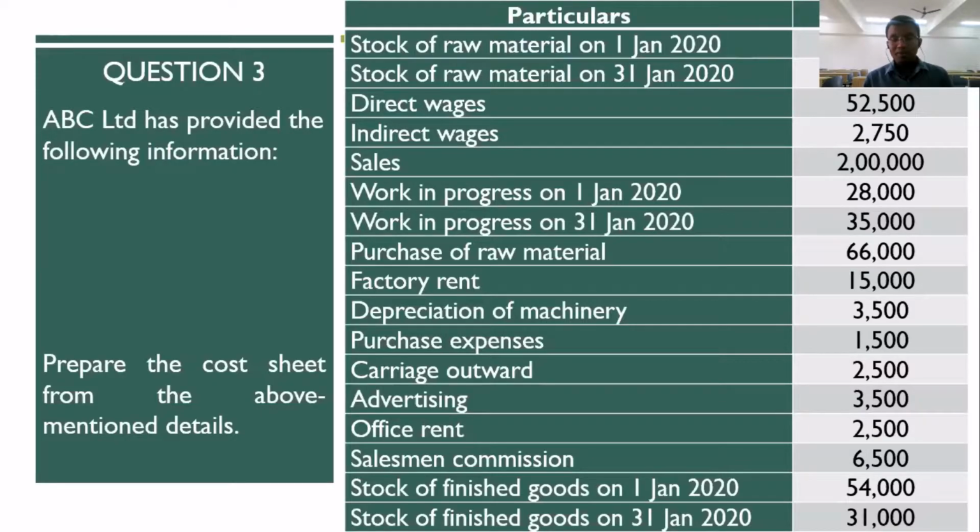Advertising will again be a part of your sales and distribution overhead. Office rent will be a part of your administration overhead. Salesman commission will be a part of your sales and distribution overhead. Stock of finished goods will be a part of your cost of production. With that note, let us try and work out the question now.